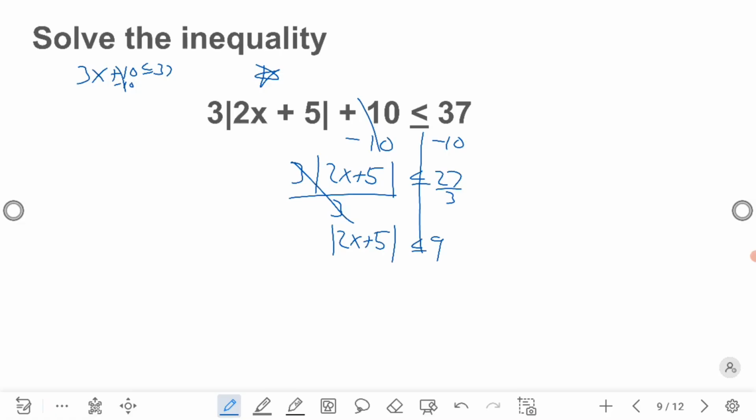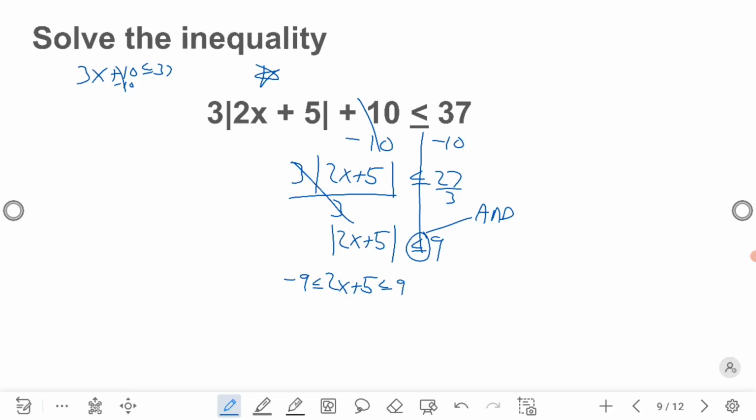Okay, now I'm ready to go. Look at your inequality symbol. When it's less than, it's an and. So I'm going to take the opposite of 9 and put it out front. So I have negative 9 less than or equal to 2x plus 5 less than or equal to 9.